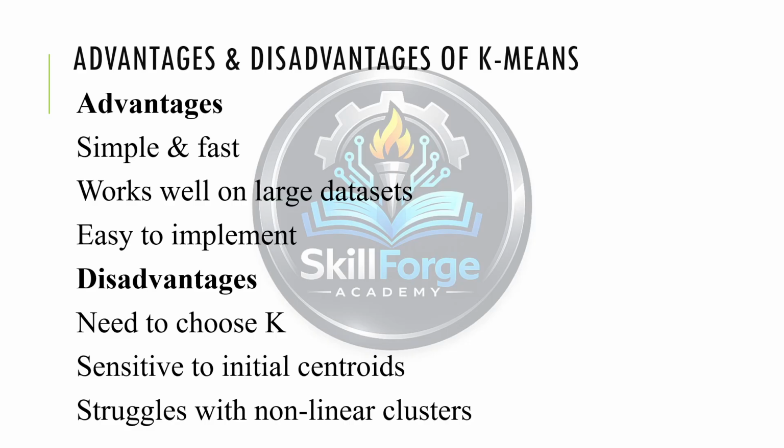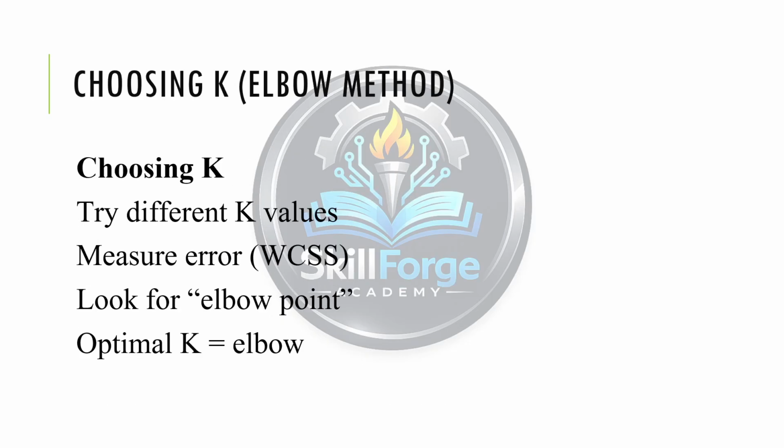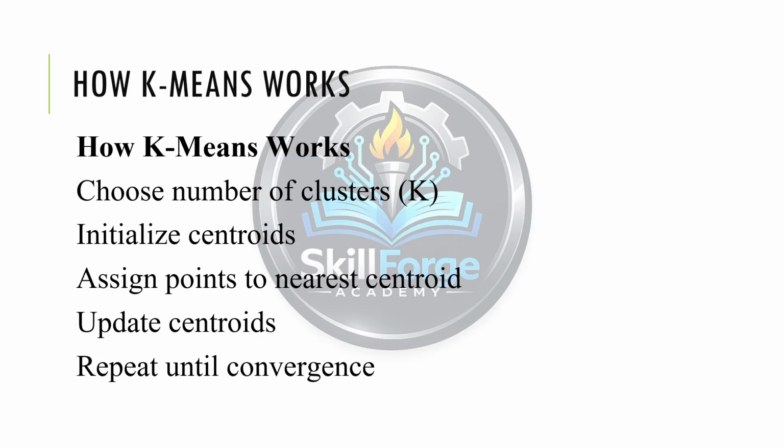So how does k-means actually work? Let's understand step by step. First, we choose the number of clusters, that is k. Then we randomly initialize centroids. Next, each data point is assigned to the nearest centroid. After that, we update the centroid by calculating the mean of all points in each cluster. This process is repeated until the centroids stop changing. At that point, the clusters are finalized.